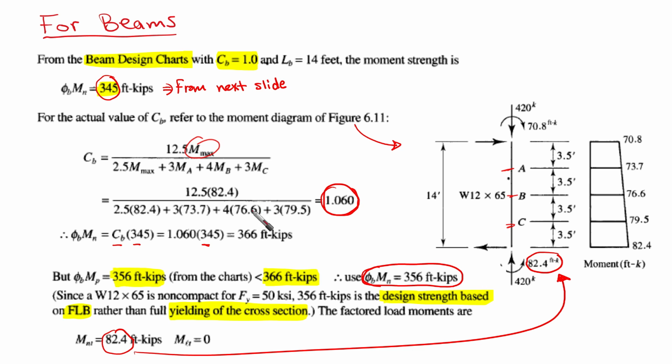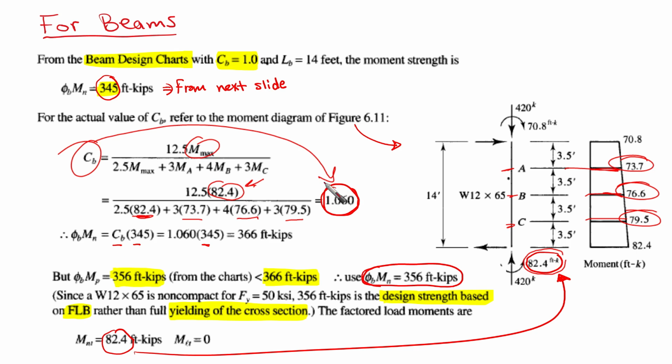In our case, M maximum is going to be 82.4, which is at the bottom here. Okay, this is going to be our maximum moment, and it's going to be here also. These values, MA, MB, MC, you can obtain easily from the bending moment diagram. Okay, calculating Cb, after calculation we found that Cb equal to 1.06.